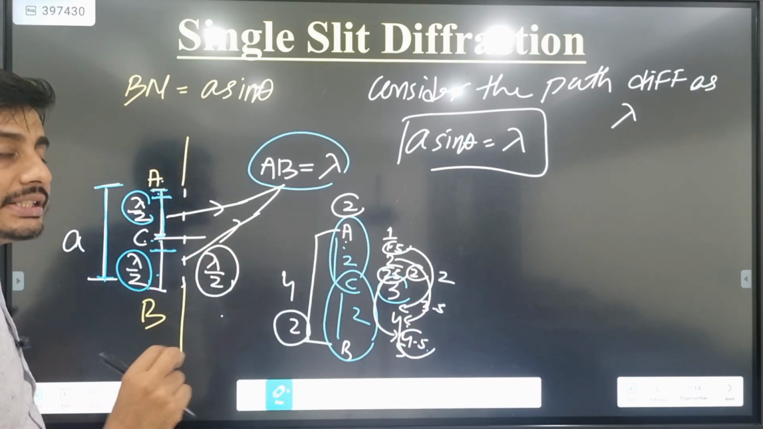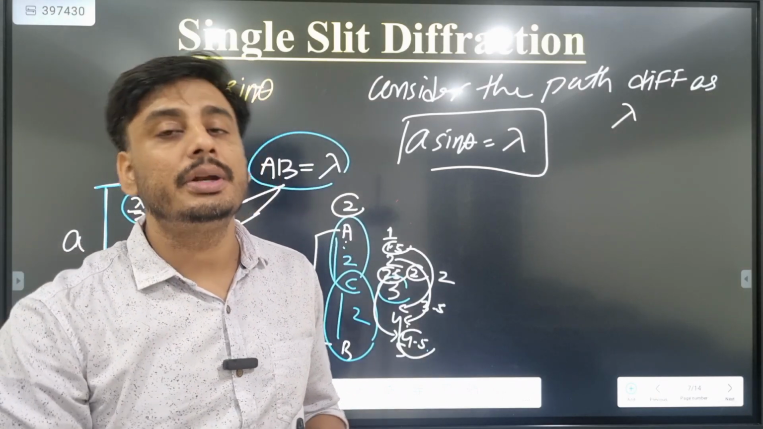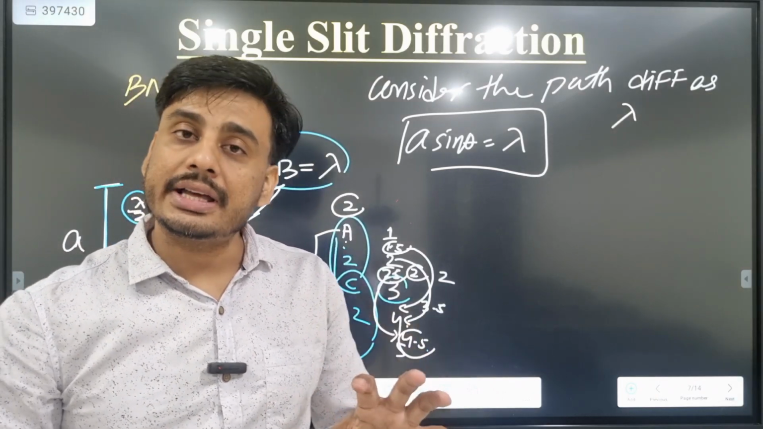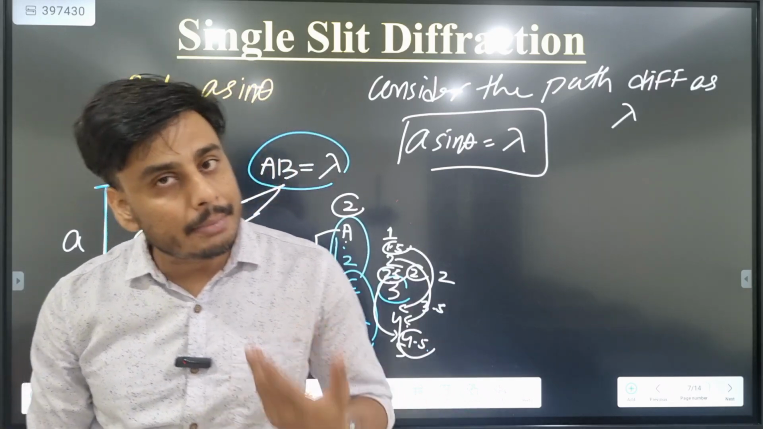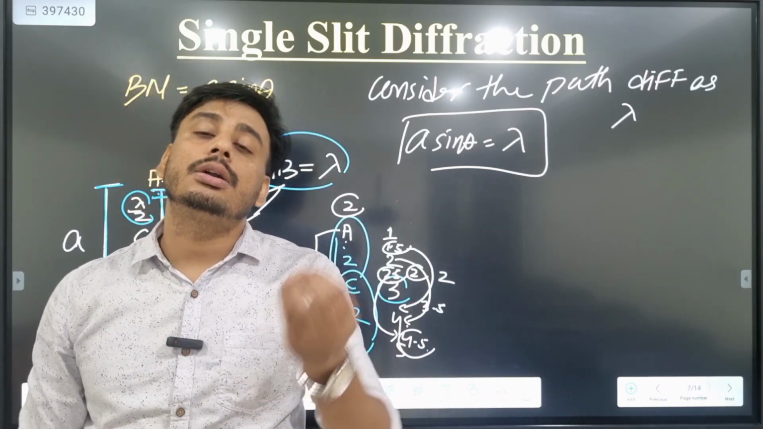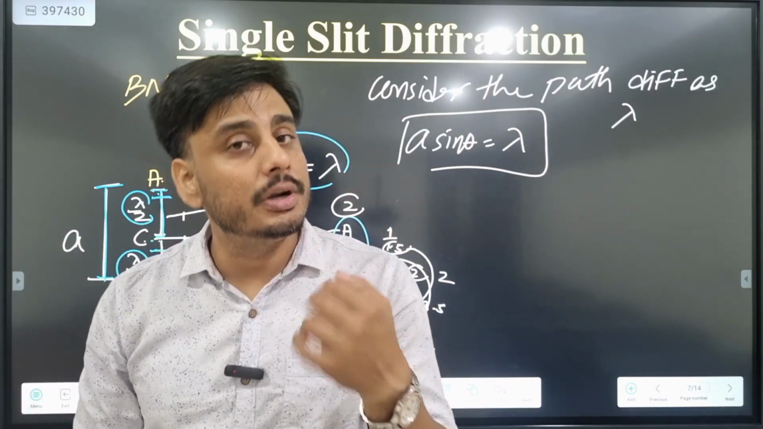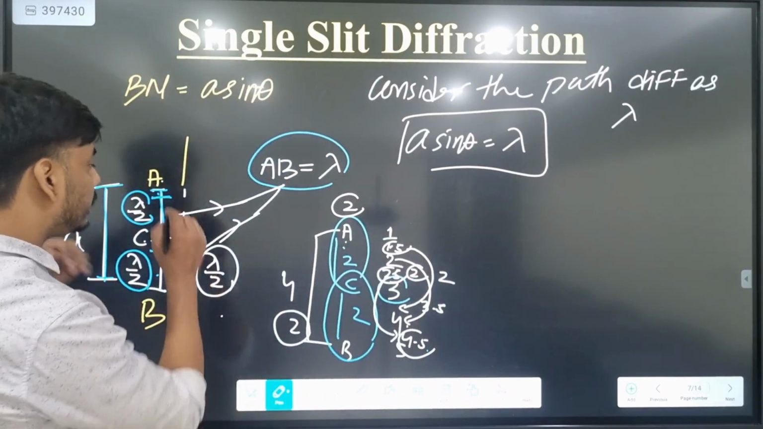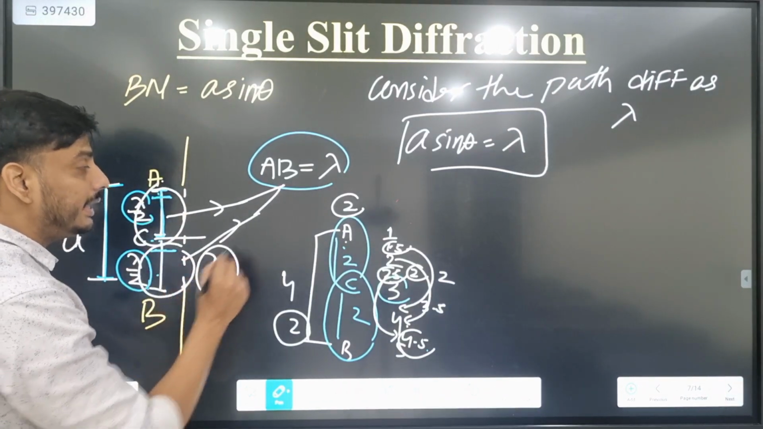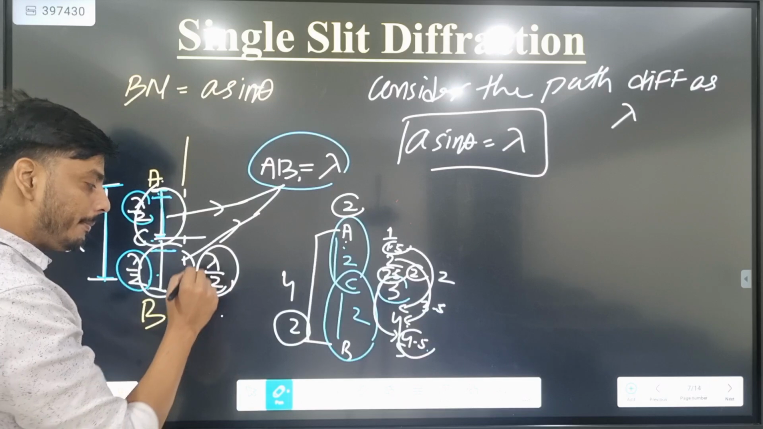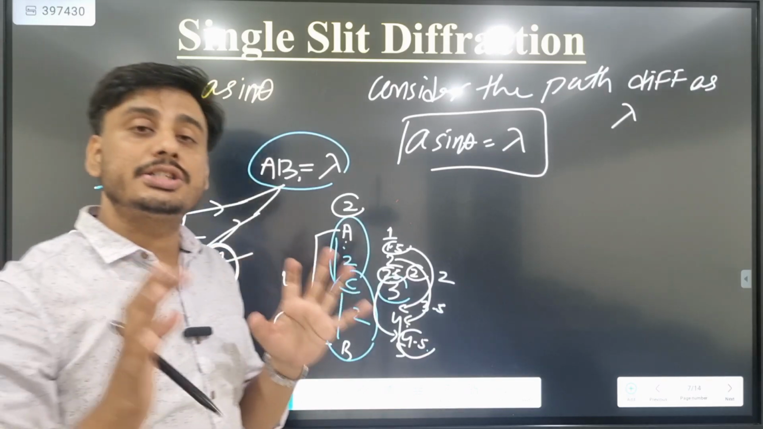So path difference of lambda by 2 means destructive interference, because from interference we know that the condition for constructive interference is that the path difference is an even multiple of lambda by 2, and for dark points or destructive interference the path difference must be an odd multiple of lambda by 2. So whenever light travels from the upper half and light travels from the lower half and they interfere, there will be a path difference of lambda by 2, and that is nothing but the condition for destructive interference.